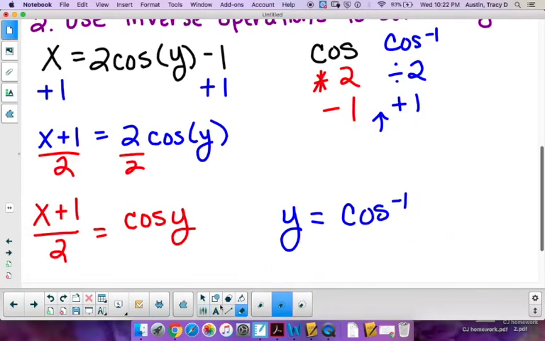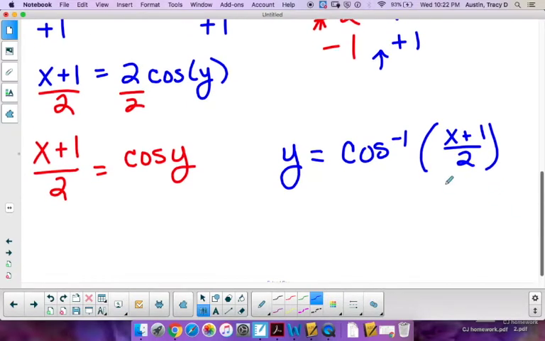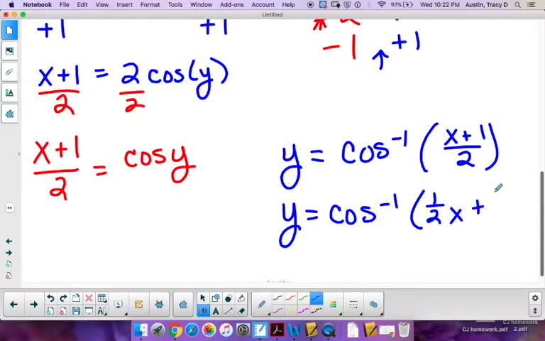Let's write that a little bit neater. Now, if you want to separate that into two fractions, you can. It's not a requirement. That would be 1/2 x plus 1/2. And no, that would not be on the outside of the parentheses for a very specific reason. When we took the cosine of it, we took the cosine of the whole thing, so that whole thing is in the parentheses.